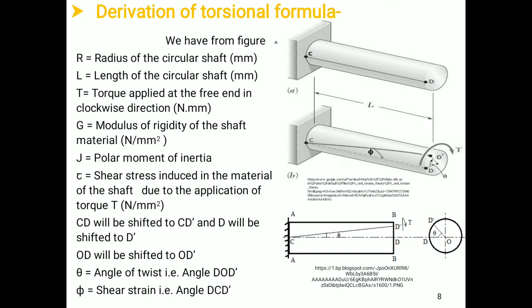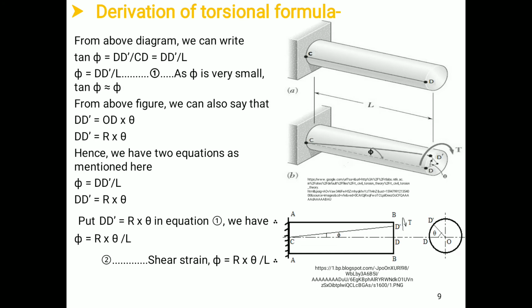Theta is the angle of twist, that is angle DOD dash. This angle DOD dash will be theta, in this figure, and phi is equal to the shear strain. This is phi, this angle is phi, that is angle DCD dash. This is all about the nomenclature of the derivation of the torsional formula. Now for further derivation we will concentrate on figure C, because it is very useful for the derivation purpose.